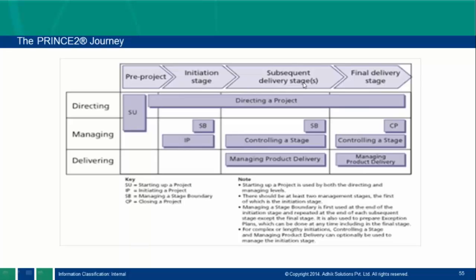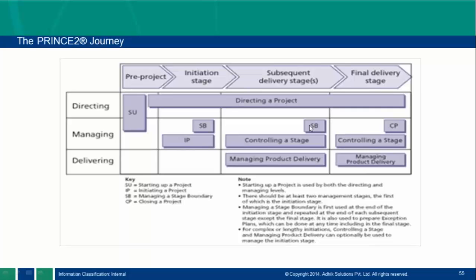And these are my subsequent delivery stages. You can see a stage boundary after the end of every stage. So initiation end, this is a stage boundary, and after this end we have another stage boundary. So what is this stage boundary? It's a kind of, okay, the current stage is completed. We have successfully completed the current stage. Now we will plan for the next stage. That is my stage boundary. It is like a milestone kind of thing. Yes, you could say milestone.